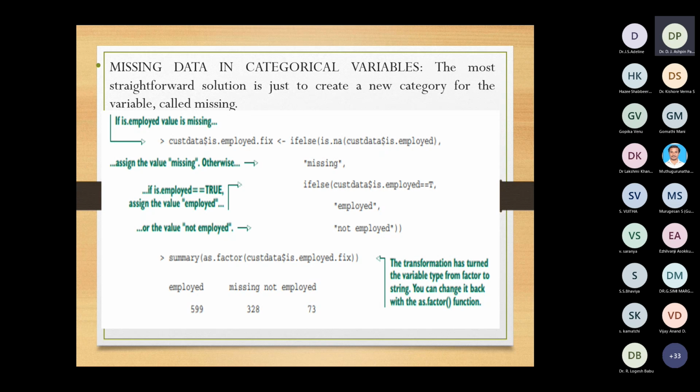Here you see this. So employed is 599, missing is 328 and not employed is 73. By using this command, for not appear, we have included a categorical variable missing and then we are assigning that value to this missing. So this 328 will be considered as a missing value, right? And here we have used the categorical; one category variable we have included, right?